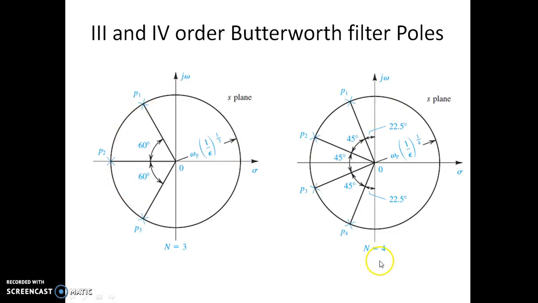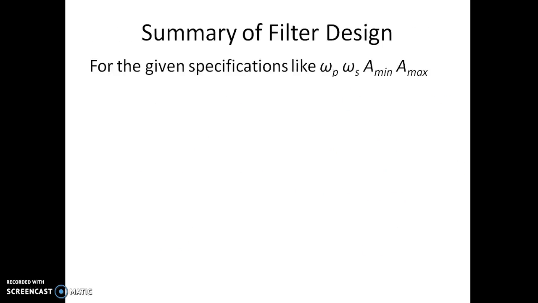So this is an example for n equal to 4. The first pole is away by 22.5 degrees. The adjacent poles are away by 45 degrees from each other. So this way we can locate the pole positions.